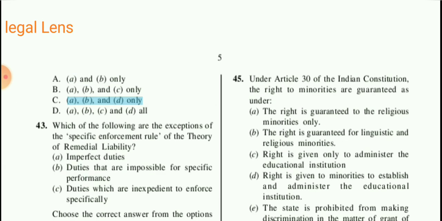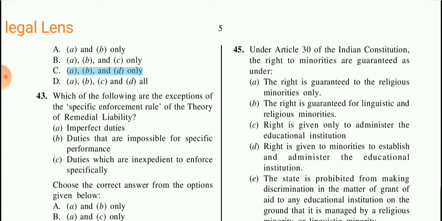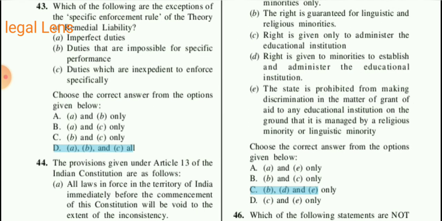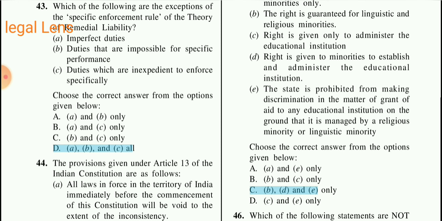Then under Article 30 of the Indian Constitution, the rights of minorities are guaranteed, as the right is guaranteed for linguistic and religious minorities. The right is given to minorities to establish and administer educational institutions, and the State is prohibited from discriminating in the matter of grant of aid to any educational institution on the ground that it is managed by a religious minority or linguistic minority.